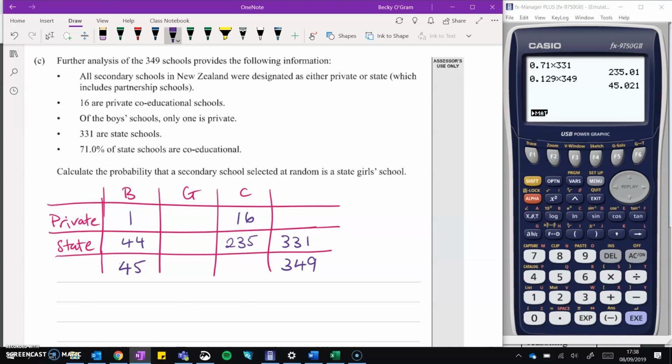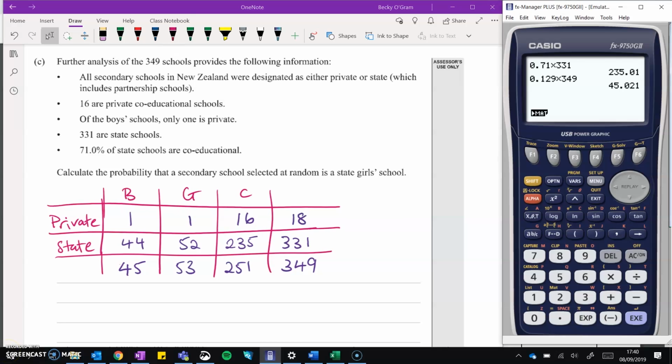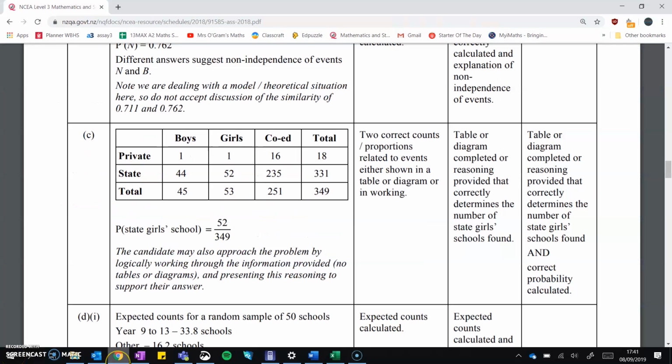Making this 44, and I can go in and fill in the other ones as well, just working through making them add up to their total. Probability that a secondary school selected at random is a state girls' school is 52 out of 349. And there's the mark scheme for that question, which can take you all the way through to excellence, because it was a fairly complicated one working out the table.